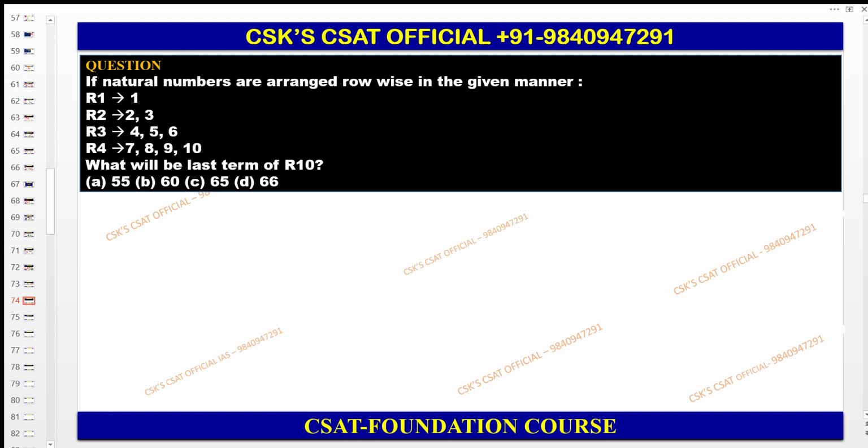What will be the last term of row 10? I'll give you 1 or 2 minutes time. You people try this question.